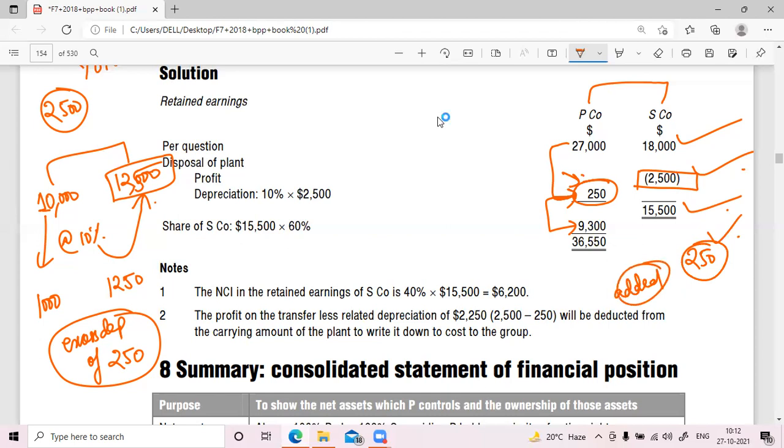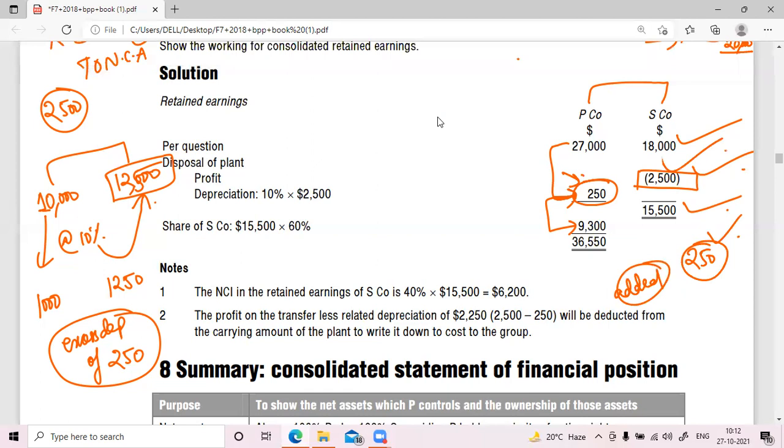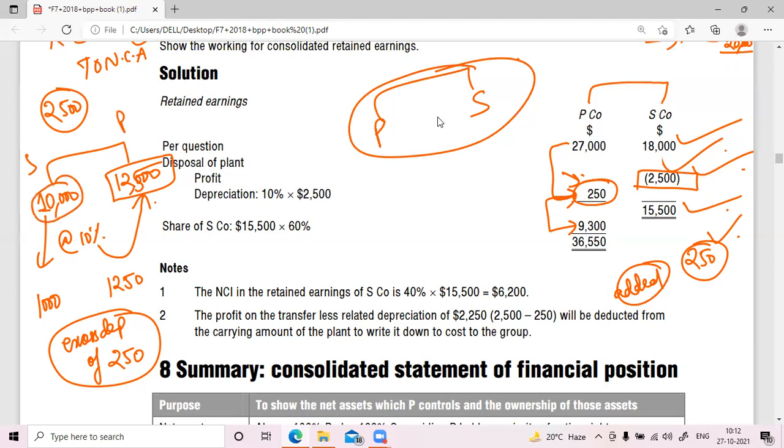Why added? Because you're removing the unrealized profit, or not? Yes, sir. So unrealized profit is removed and this excess depreciation is also removed from the books because the transaction is between parent and subsidiary. So the adjustment would be this way: whatever you have included, you need to remove; whatever you have excluded, you need to add back. When subsidiary sold the plant and machinery to parent, which was of 10,000, at 12,500, the subsidiary got a profit of 2,500.